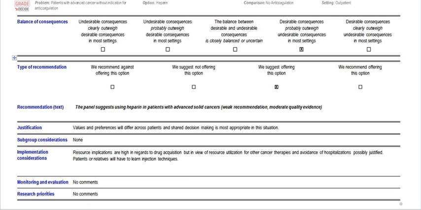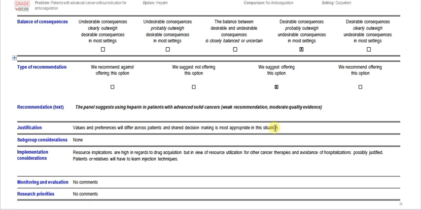In this example, the panel decided that the desirable consequences, such as the potential reduction in mortality, probably outweigh the undesirable consequences, such as potential harms like major bleeding. However, because there is uncertainty about how much people value the outcomes, and the patient values and preferences are likely to differ, the panel decided to make a weak recommendation, using the wording, "the panel suggests." The panel provides this justification below the recommendation statement, which can be found right here.